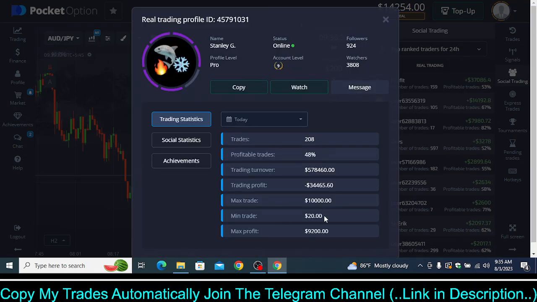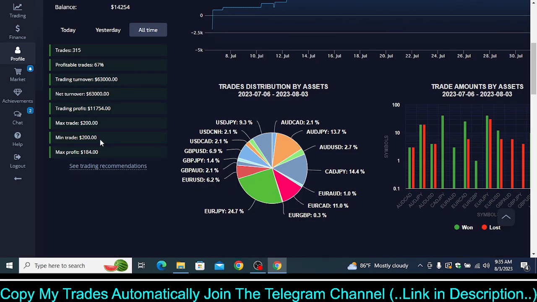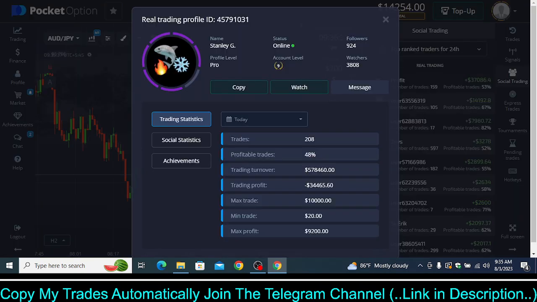So here you can see his minimum trade amount is $20 and maximum trade amount is up to $10,000. But in my case, if you see, my minimum trade is $200 and maximum trade is also $200. So now what happens is, if he makes 5 trade profits of $20, then his profitable trade percentage will go up. But if he makes a loss of $10,000, then his profitable percentage will not be less.